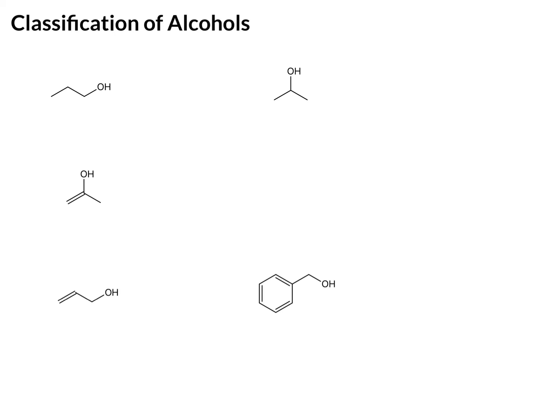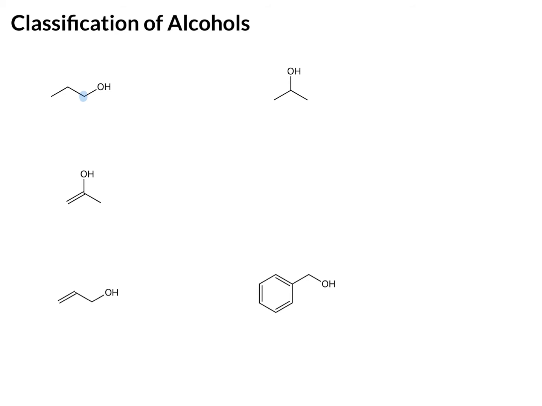As we begin this chapter on alcohols, it's important to be able to discuss alcohols and understand some of the basic nomenclature aspects and classifications. So if you want to classify an alcohol, you do that by looking at the carbon that the alcohol is bonded to and determining how many carbon groups are attached.